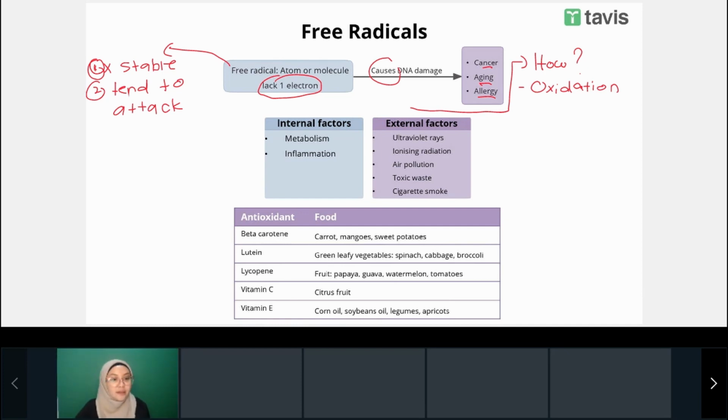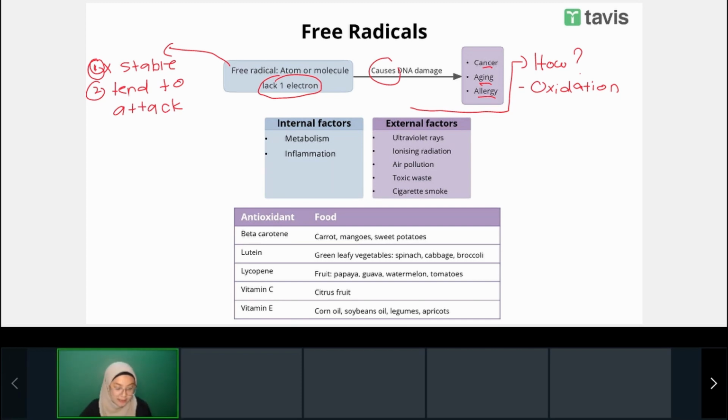Free radicals are atoms that lack one electron. Then it's not stable and tends to attack another cell. It causes DNA damage. How do they come? They come from the oxidation process. The oxidation process is a chemical process that produces an electron.